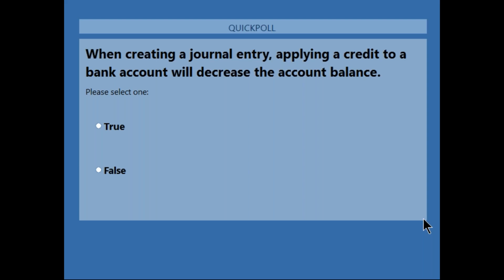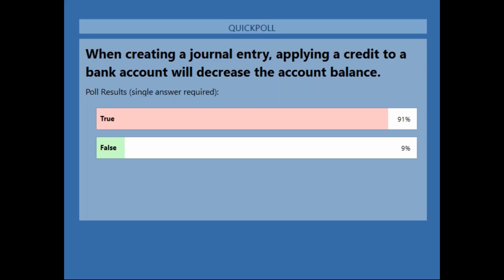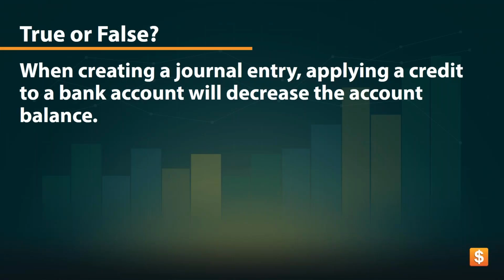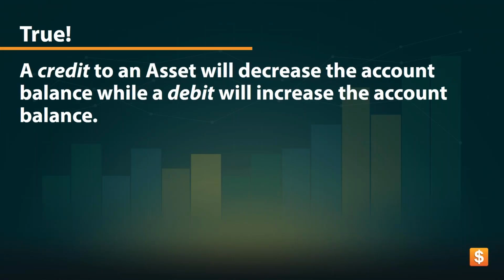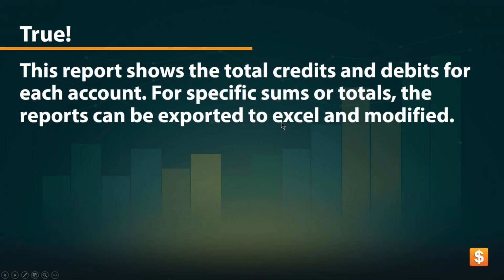Okay, we'll give it about another 10 seconds there. Okay, so I'm going to go ahead and close the poll and share the results. So we had 91% of the people say true and 9% say false. So I'm going to hide the results and share the answer. That's really good that you guys can remember the credits and debits. I usually keep a little chart. True, a credit to an asset will decrease the account balance while a debit will increase the account balance. Good job, everyone.